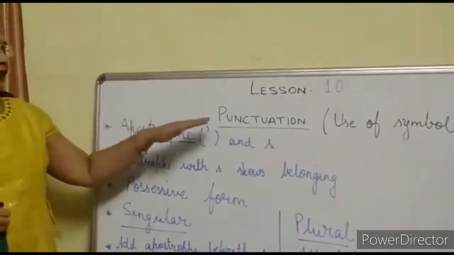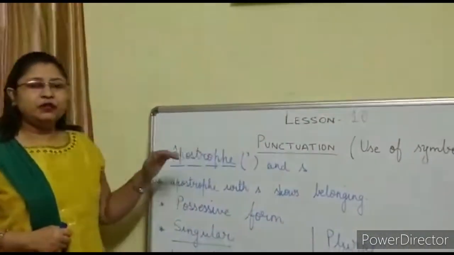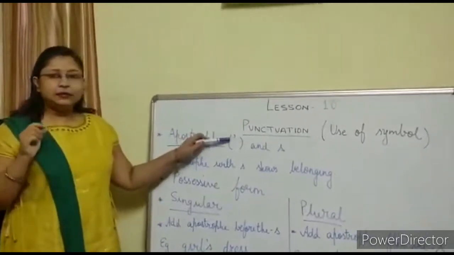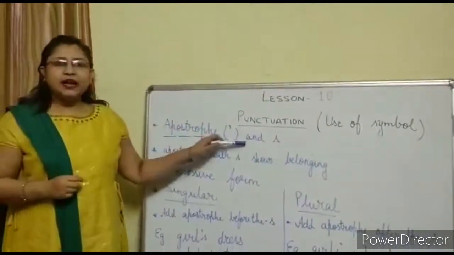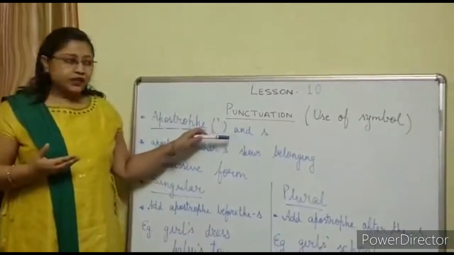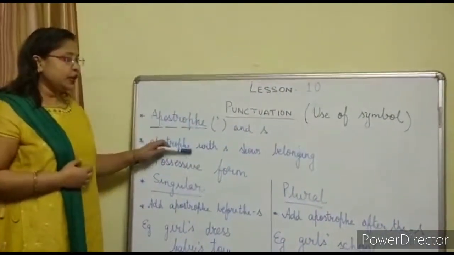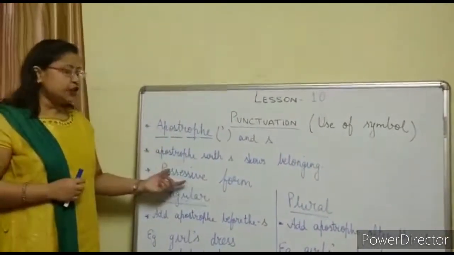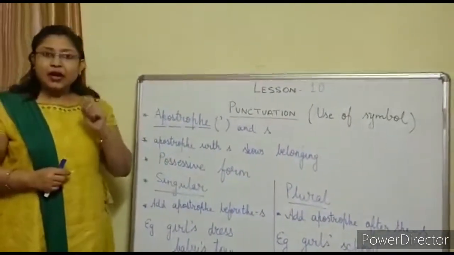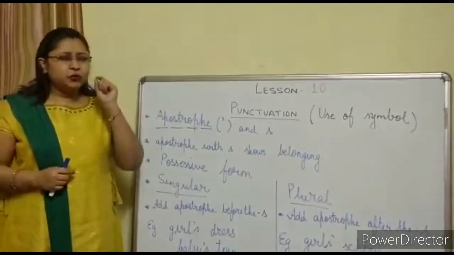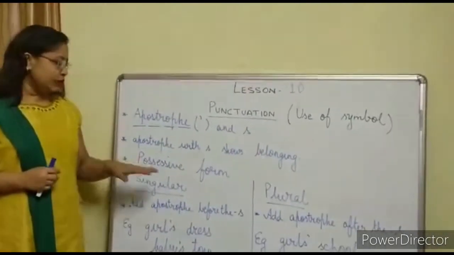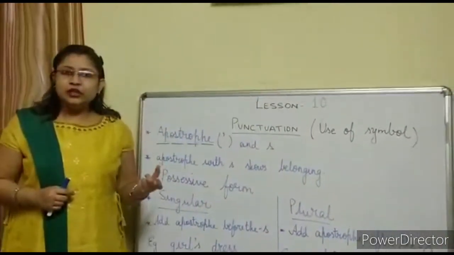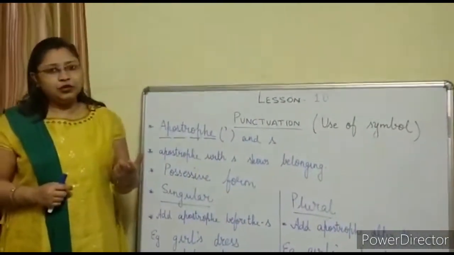So, today, in punctuation, what is the topic we will be learning? We will be learning about apostrophe. This is the symbol of apostrophe, and S is added. Now, apostrophe with S shows belonging. That is, it shows possessive form. Now, as I told you, you have to be very careful while doing this possessive form, because the use of apostrophe is different in singular and different in plural forms.